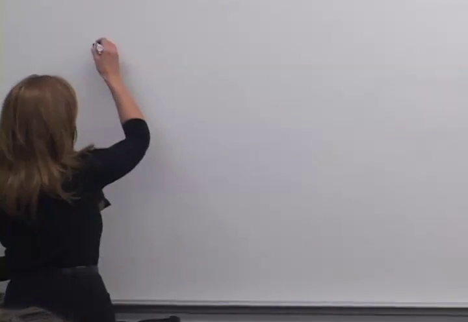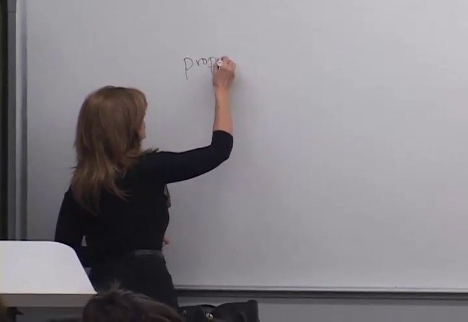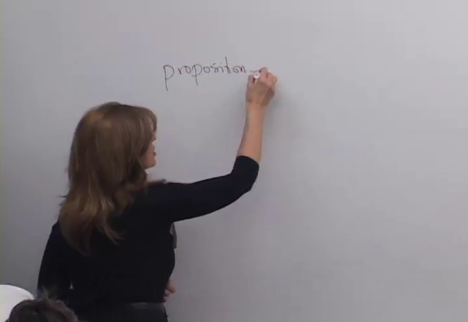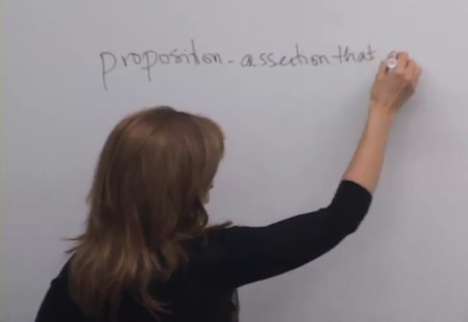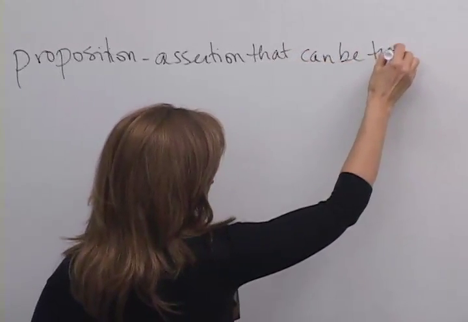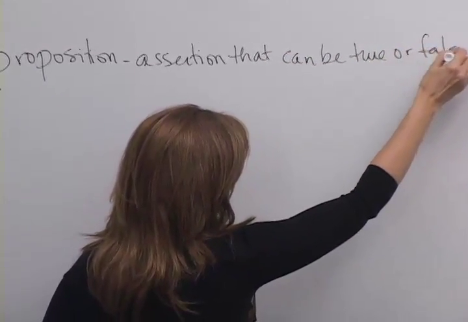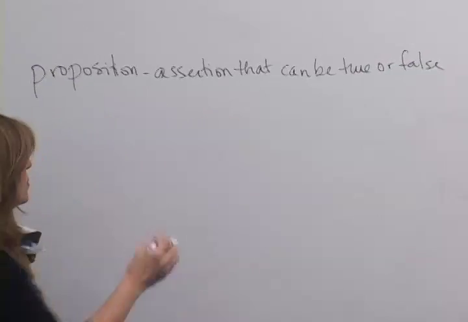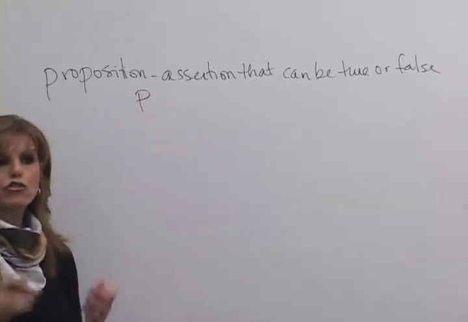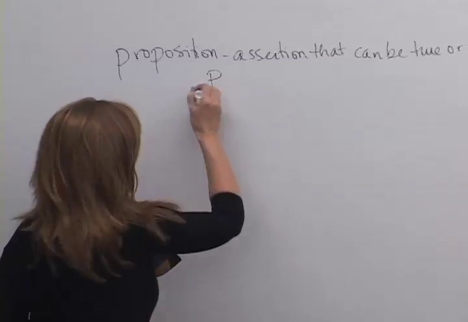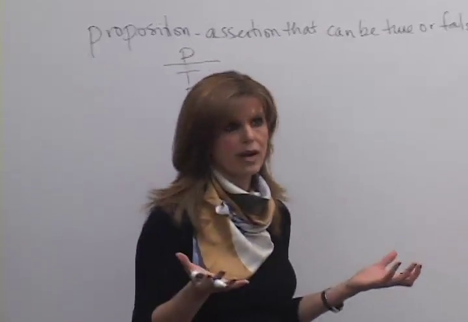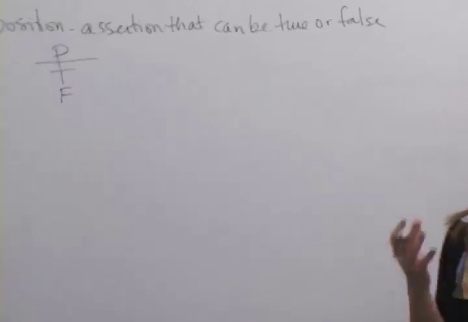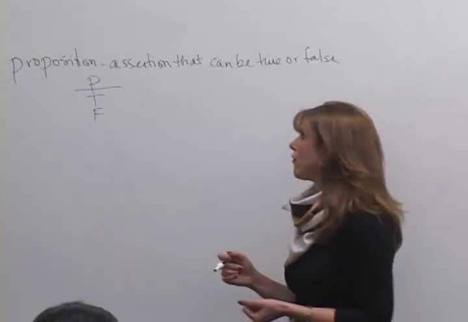So who remembers what the definition of a proposition is? What's a proposition? Very good. It's an assertion that can be true or false. In other words, when you have a proposition, P, there are two different outcomes that you can have. It's either true or false. That's all it is, right? So you can have the value of your proposition be true or false.